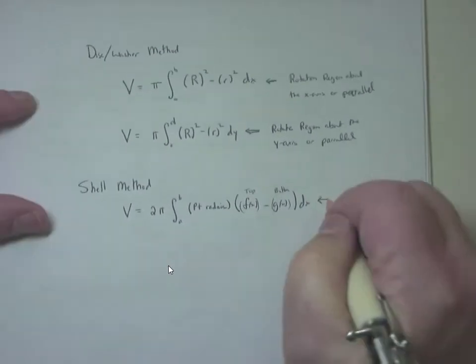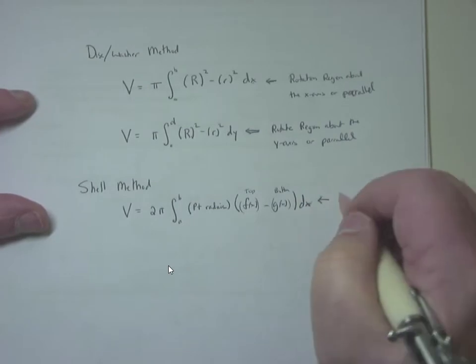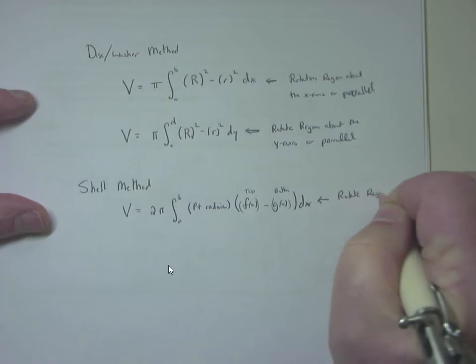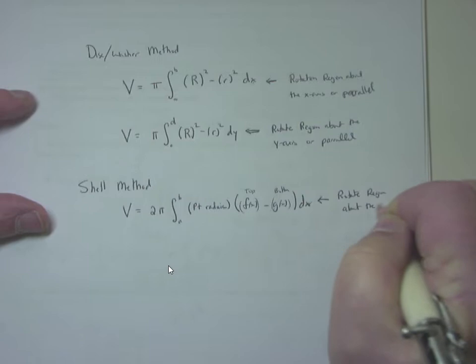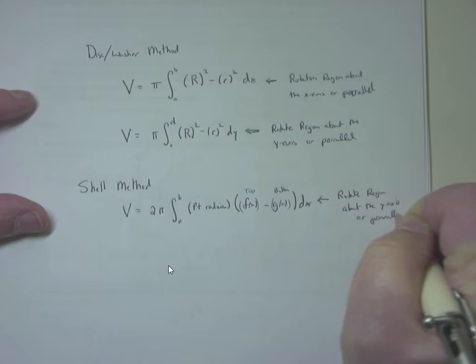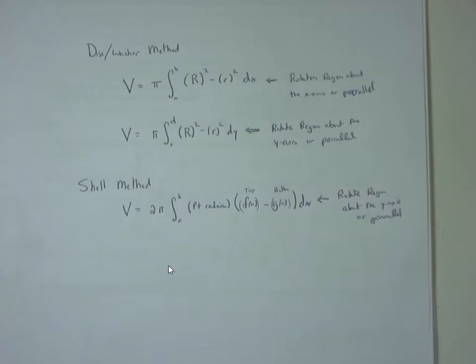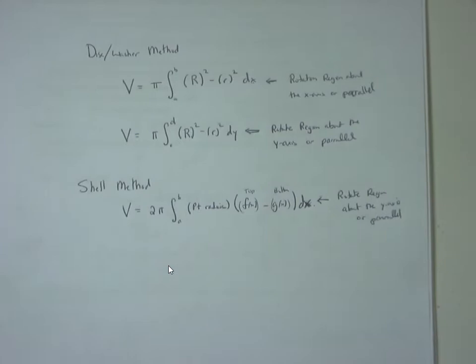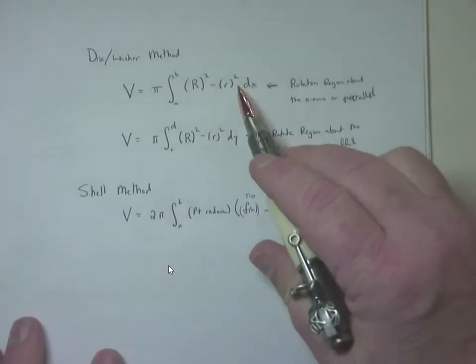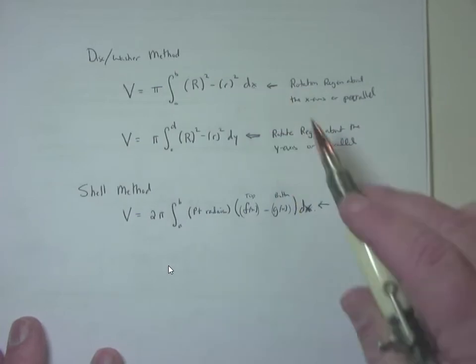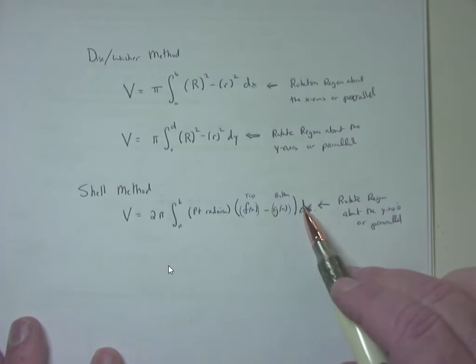What is this shell method formula telling me? This tells me that the function is in terms of x, but we're going to rotate the region about the y-axis or parallel to the y-axis. Okay? So my function is in terms of x, but the shell method rotates around the opposing axis. Here, the function is in terms of x, and they're rotating around the x-axis. I want to use the disk washer method.